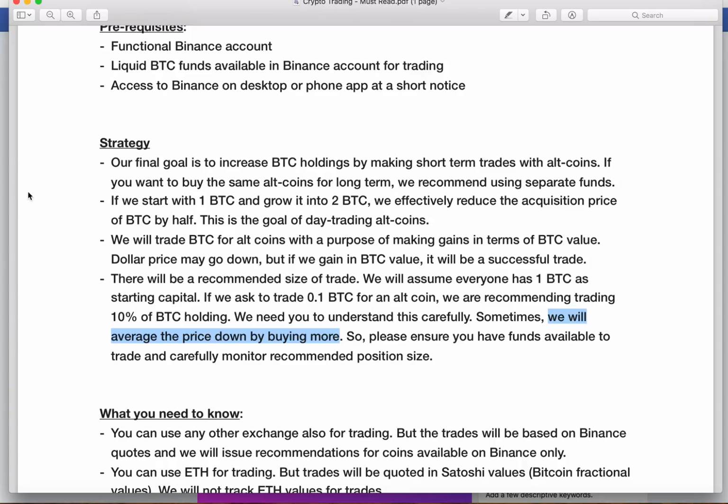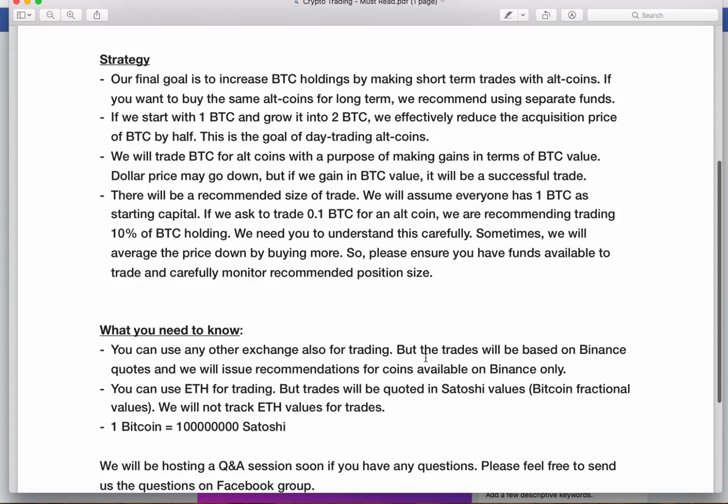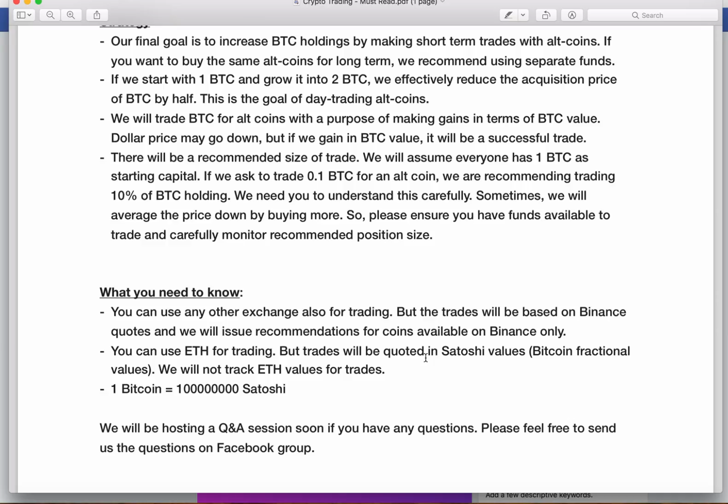So if you end up putting all your money into that one coin and you're not following our guidelines of 10%, then you don't have any BTC left in your account to average down. So please be aware of this. Of course, you can always improvise and make your own trades, but we will have our own guidelines and tracking of how we are doing in this particular recommendation.